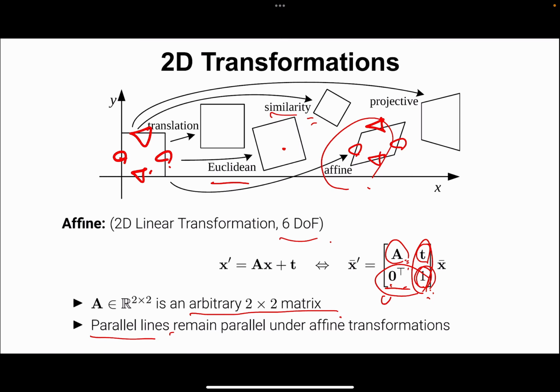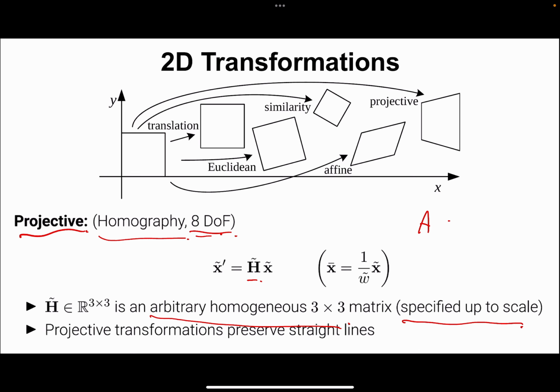By replacing this 0, 0 with something like a, b, any numbers, we get another 2 additional degrees of freedom. So the final homogeneous matrix is A, t, a, b, 1, where A is a 2 by 2 matrix and t is a column vector of size 2, specified up to scale. And projective transformation preserves straight lines.